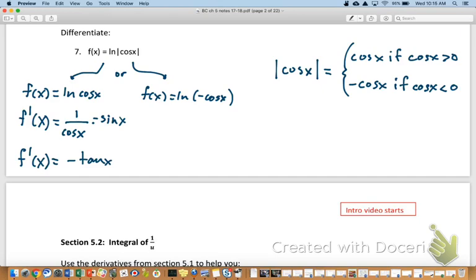Then, if I come over to this other side, well, surely this will be a different answer, but it's not. Check this out. So this would be 1 over negative cosine. We still have to multiply by the derivative of the inside. What's the derivative of negative cosine? Isn't it negative sine? Also known as positive sine of x. So what's sine of x over negative cosine? It's the same thing that we got on the other side.